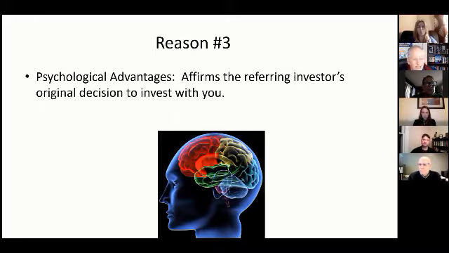Psychological advantages, right? So here's the thing. Again, going back to Sharon and Kevin. Sharon's my investor. When she refers Kevin to me, she actually reaffirms her original decision that investing with me was a good idea, right? Because in the back of her mind, she's kind of thinking, well, I wouldn't be referring my friend Kevin to Dave unless I was already really happy with what was going on with Dave. Does that make sense, you guys?